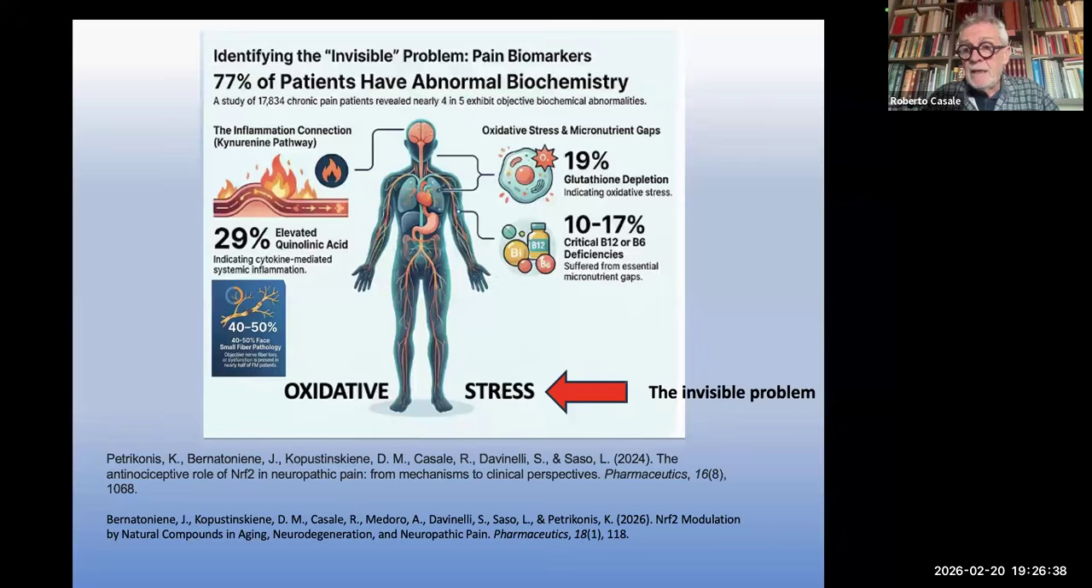And this is possibly the invisible link, linking fibromyalgia, complex regional pain syndrome, irritable bowel, temporomandibular joint pain, linking many of the conditions that we actually define as nociplastic pain.